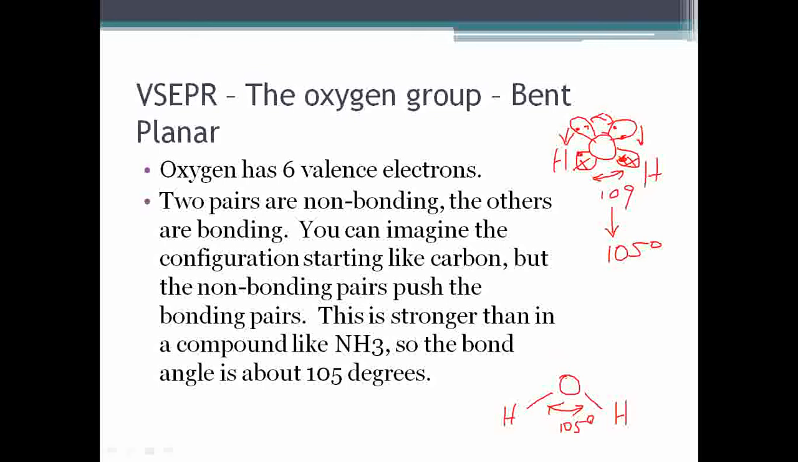Now in this case, I didn't write in these non-bonding pairs. I'll do it right now. And now you can see what's going on here. Squash, squash. That's just another way of representing it. My diagram's far more amusing. Okay, so that's oxygen.